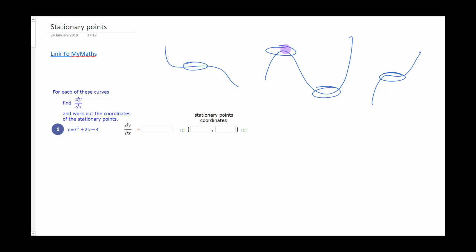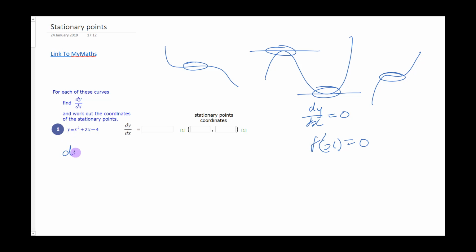And basically what we should realise is that the tangent at these two points is flat. So therefore dy by dx will equal 0. The gradient function is equal to 0. Or if you're dealing with f's, it's f dashed of x is 0. So we need to work out the gradient function.